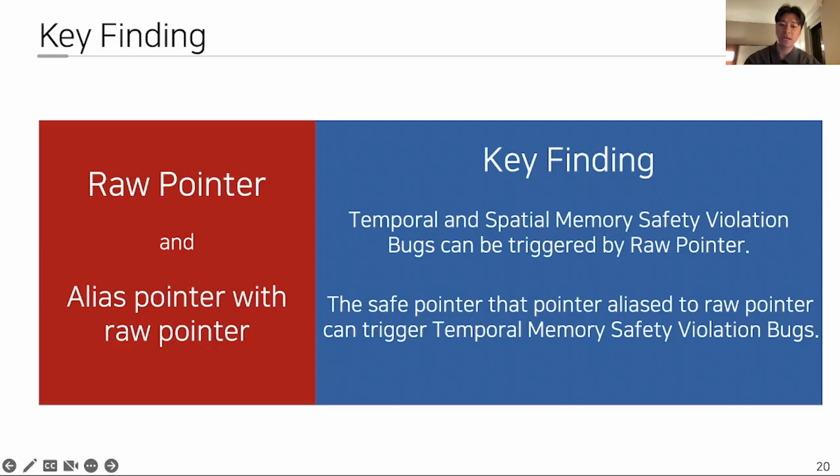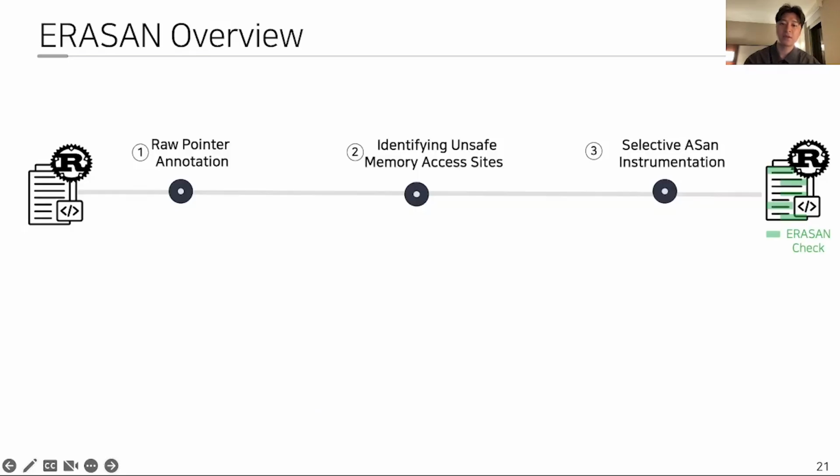We also found that raw pointers and their alias pointers make up a much smaller portion of the source code compared to unsafe Rust source code, which indicates that focusing on raw pointers will have a lower overhead than an unsafe Rust-based dynamic detecting approach. Based on these two key findings, we propose ERASAN, an efficient address sanitizer which fully utilizes security rules and memory bug patterns of Rust.